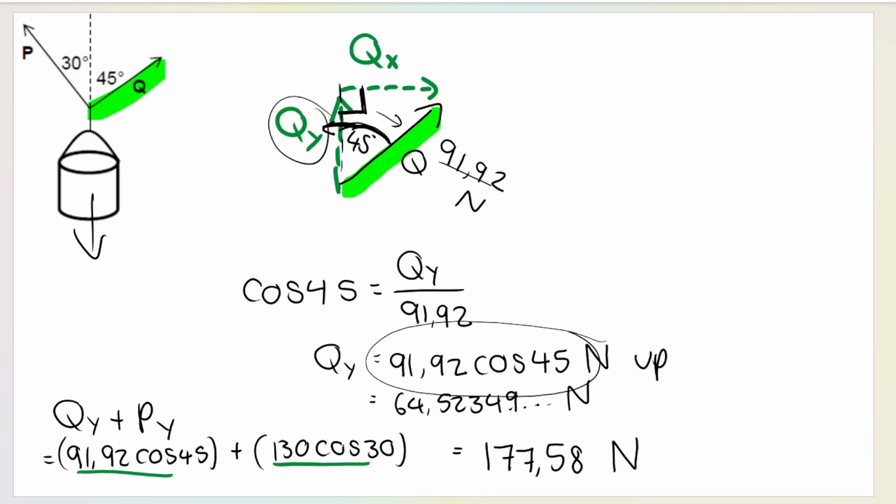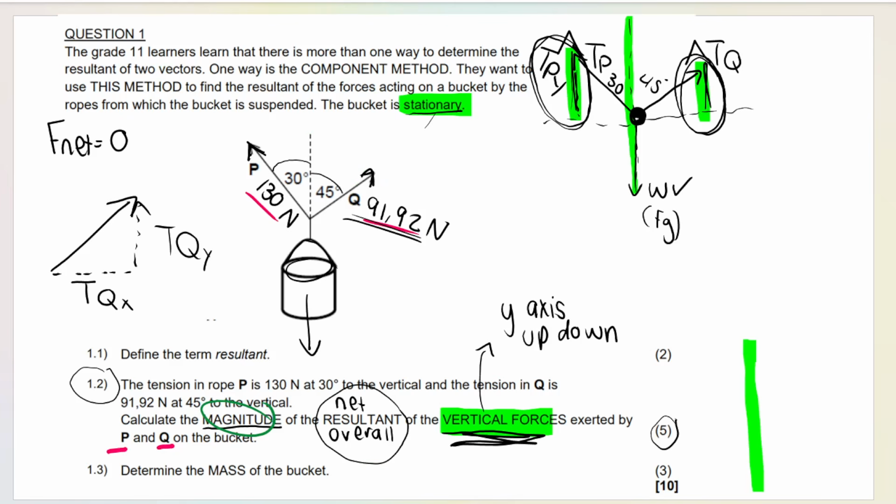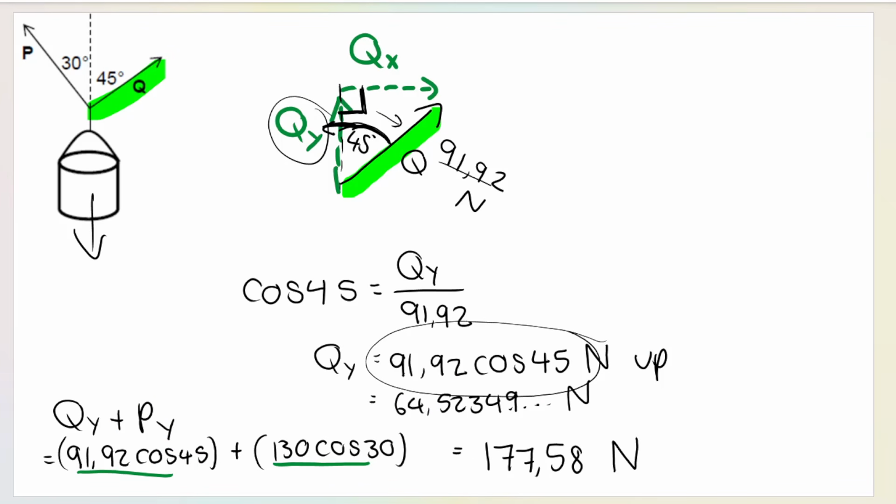177,58 newton. Remember, the question just wanted the magnitude, which means I don't need to give a direction. But if I were to give a direction, I would say up because remember, PY and QY were both pointing up. So therefore, the sum of them would be pointing up. But they just wanted magnitude, so we're all good.